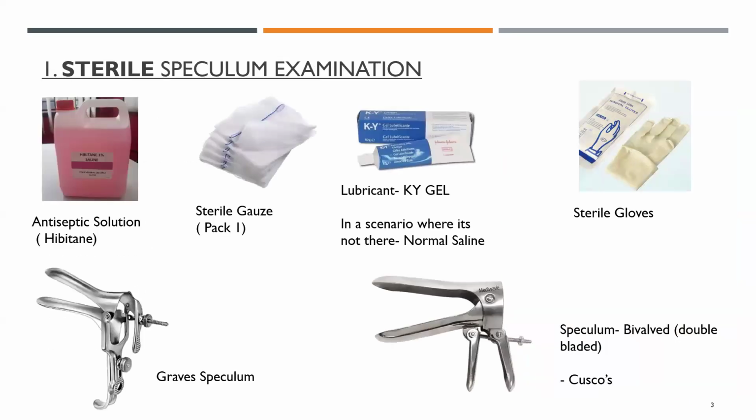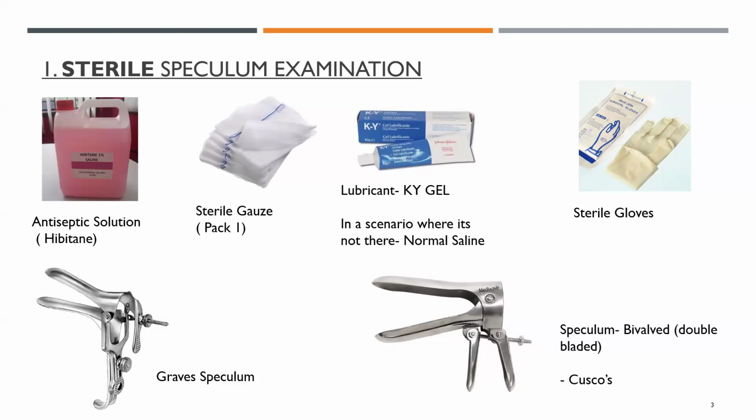So getting on, we start with our first one, sterile speculum examination. For you to know how to do it, you need to first know your equipment. So starting off, what do we need? We need our antiseptic solution. In this case, we always use Hibitane, which is most commonly used even in KNH. The next thing we need is sterile gauze, 5 sterile gauze because we do the 5 swab technique. And otherwise, we call it pack 1. You must have heard that if you're in the wards or in labor ward especially.